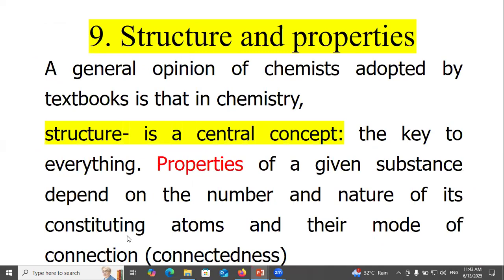Okay, it's all about structure and properties.